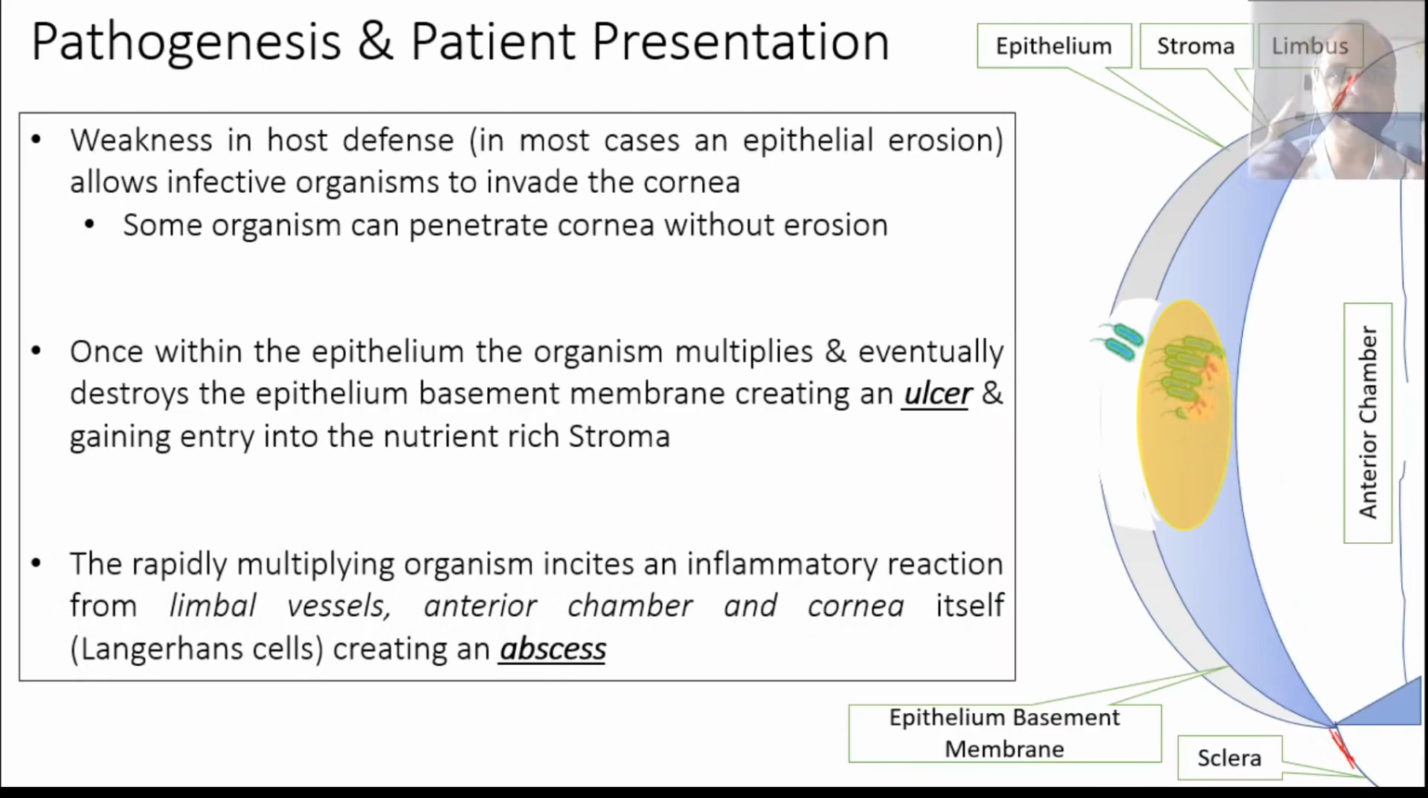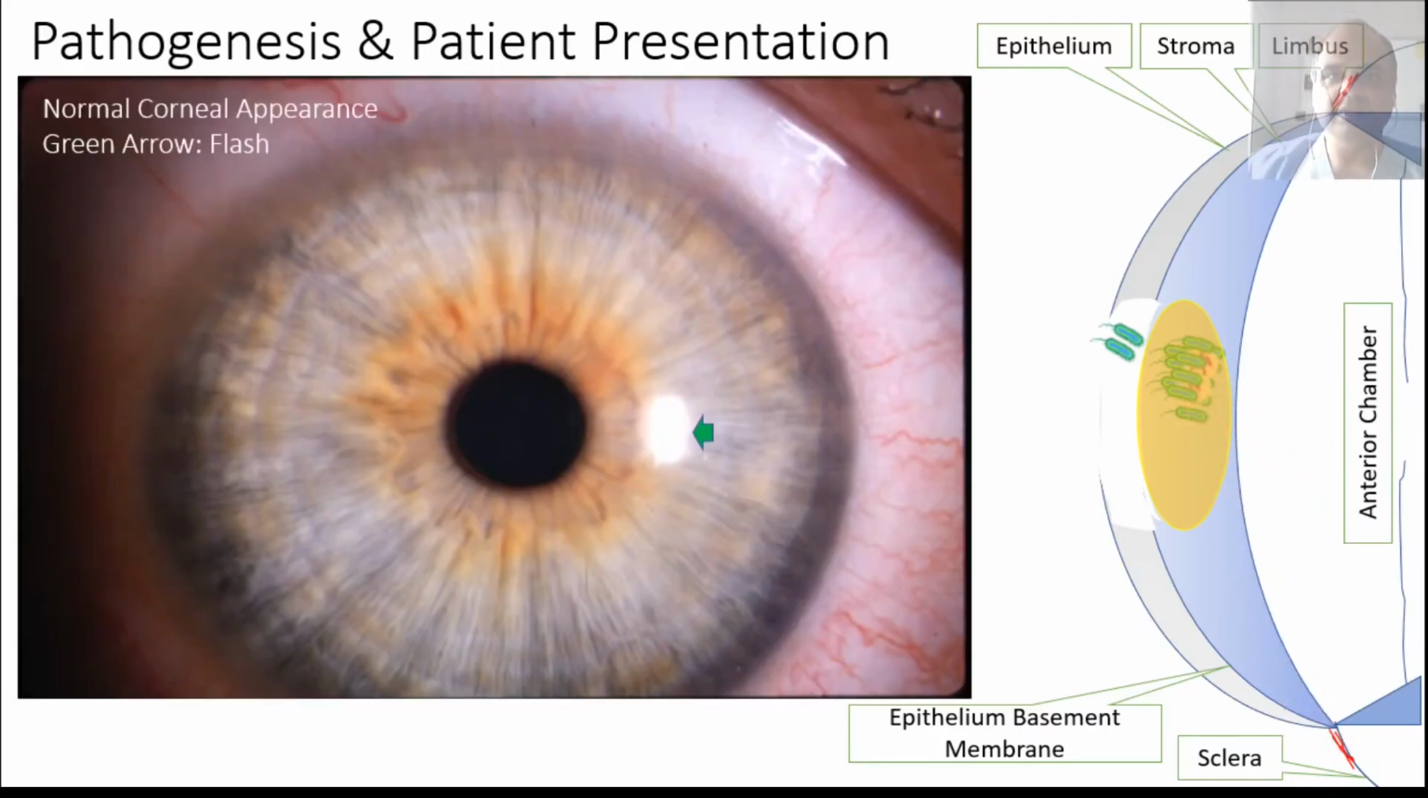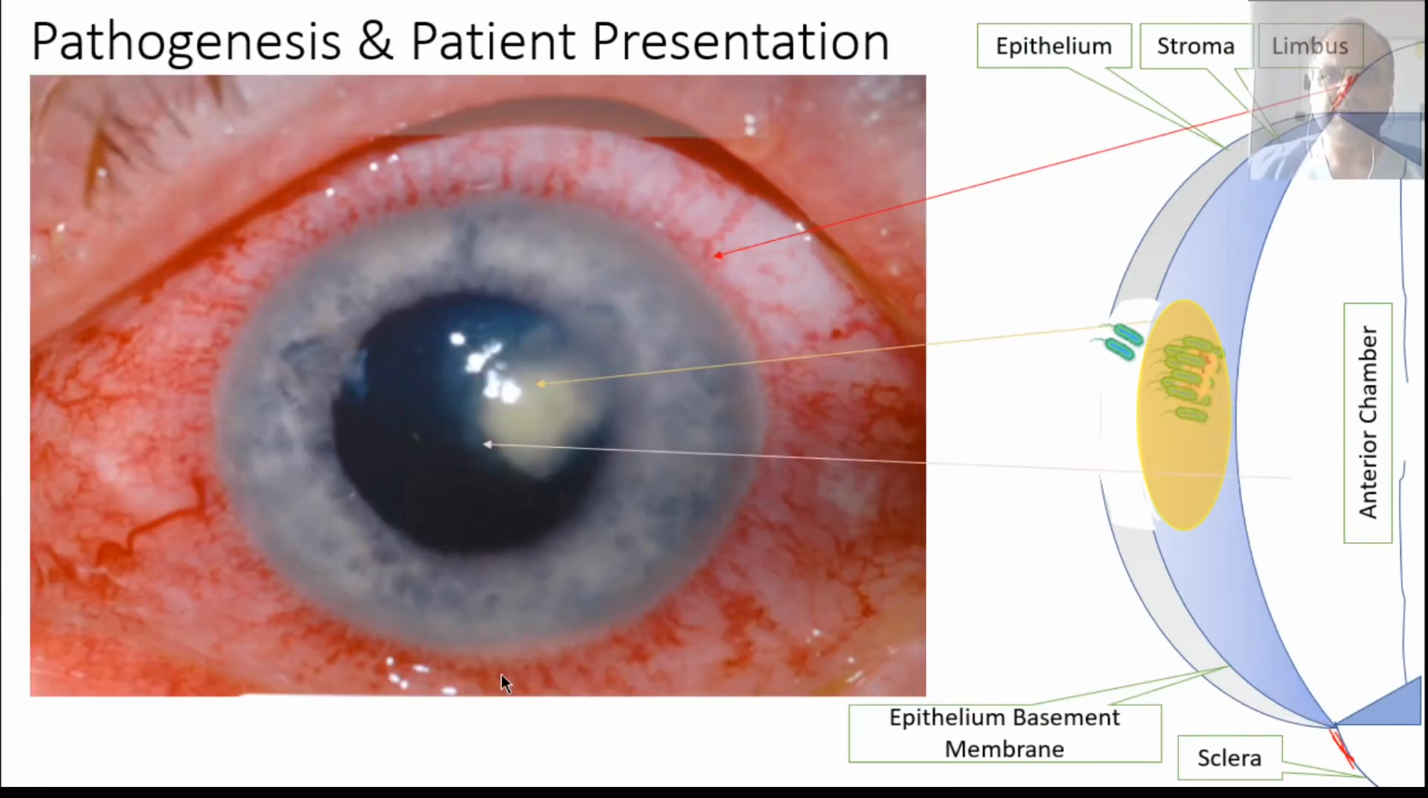So now we have an ulcer, we have circumcorneal congestion, we have an abscess formation, and we also have infiltration in the form of these defense cells coming in from the various zones: the circumcorneal congestion, the anterior chamber, as well as within the cornea. We'll see how this appears in a real eye. So this is a picture of a normal cornea.